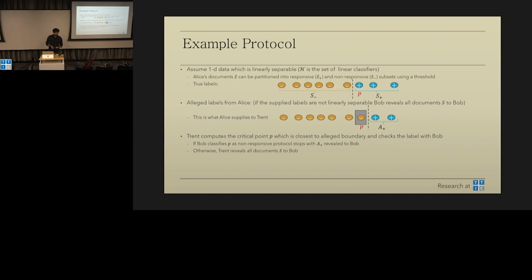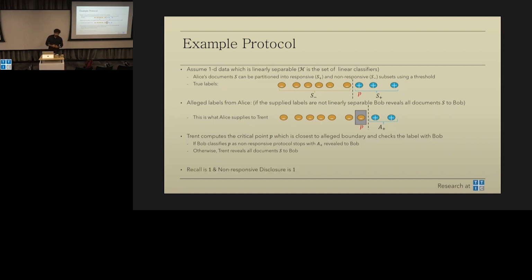Now, if we realize that this document is truly non-relevant, then the protocol stops. We do nothing. So Bob has learned in this case A plus and P. So if Bob classifies P as non-responsive, we reveal A plus to Bob and the point P. And otherwise, Trent just reveals all the documents to Bob. So in case Trent finds that Alice was trying to cheat, they will just reveal all the documents to Bob. Okay. This is like an all or nothing game here.